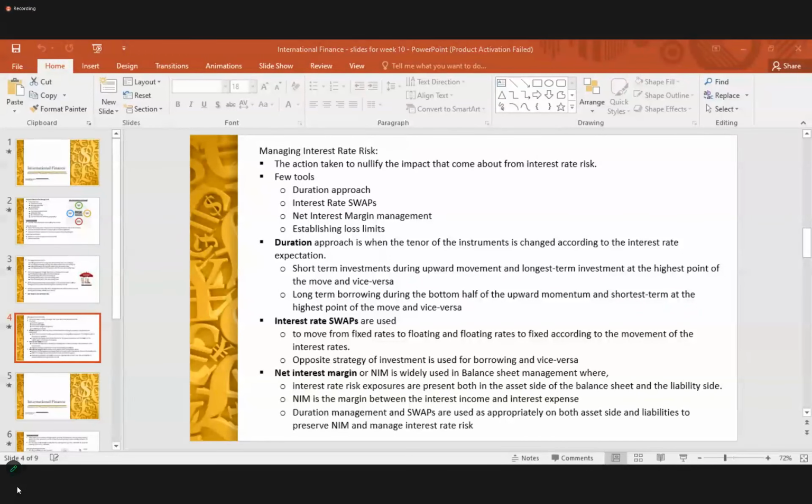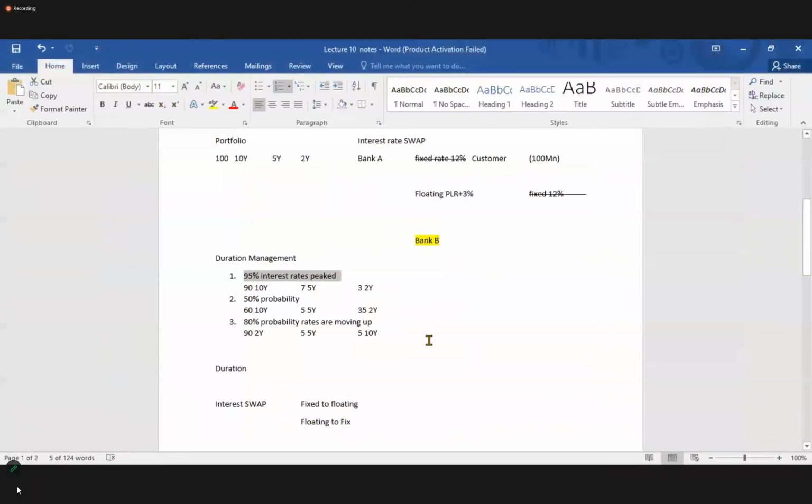Okay, again, I have to go to the Word document. Interest rate swap is something like this. Suppose you have a fixed rate borrowing. I'll explain it through a borrowing. You have a fixed rate borrowing. Now interest rates are coming down. Since you have locked in, you may not be able to do much about it, because a borrowing agreement or a loan agreement is a fixed instrument that cannot be changed. You are locked into that.